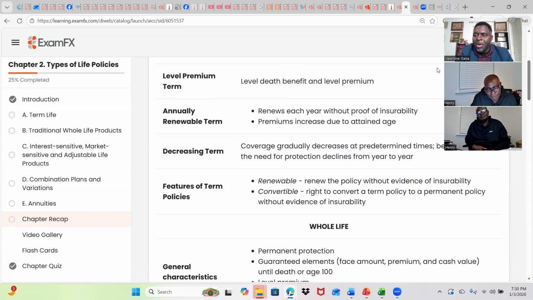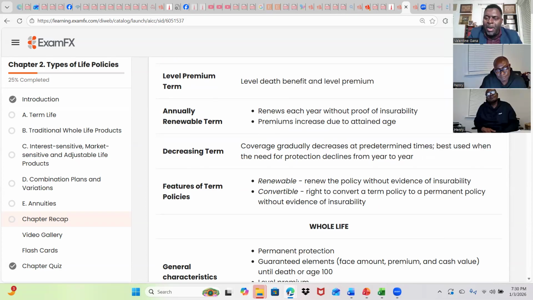There's another term called decreasing term. These are all policies you're going to see questions on in the exam. Remember I talked yesterday about if you go to the bank and take a loan, they want to take an insurance policy on your head to cover that loan. That insurance policy is called a decreasing term. Another word for it is credit life. So decreasing term equals credit life.